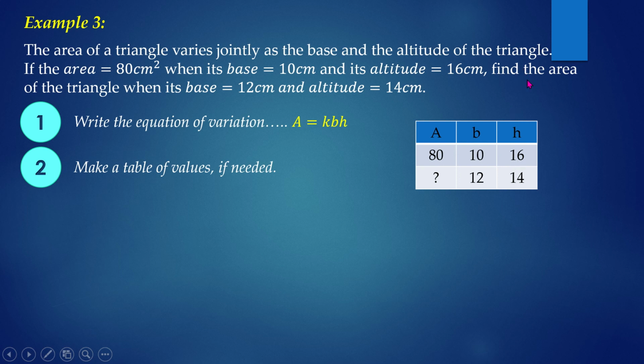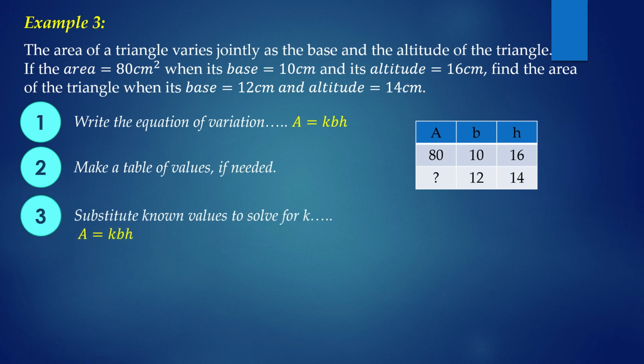Then second statement, find the area of the triangle. Sa area is missing, ang second area is missing. Well, the base is 12, ang ikaduhang value sa base. Ang ikaduhang value sa altitude kay 14. Third step, substitute known values to solve for k.